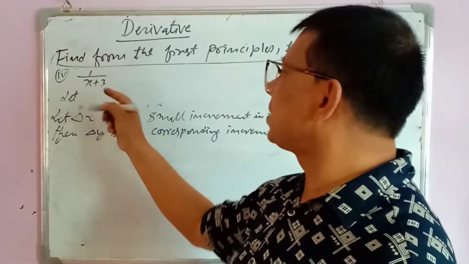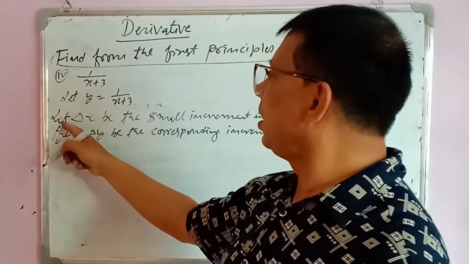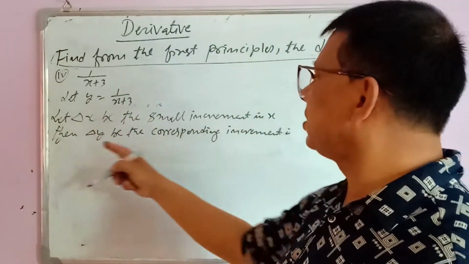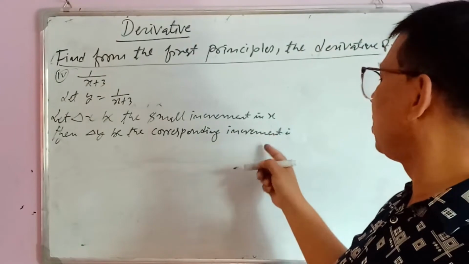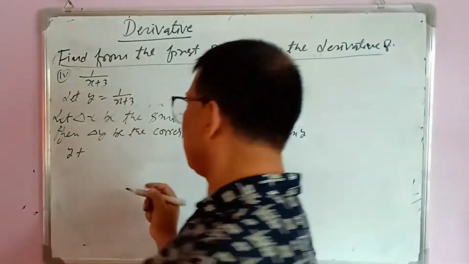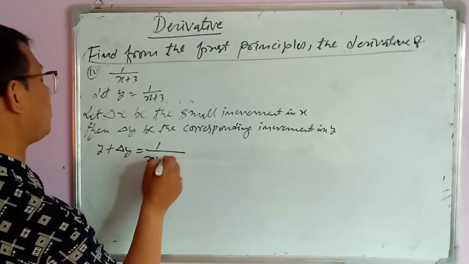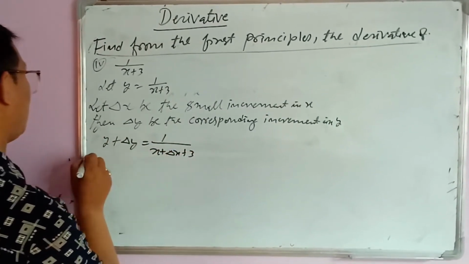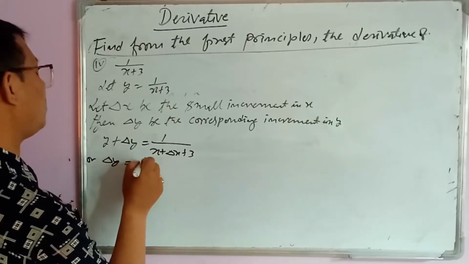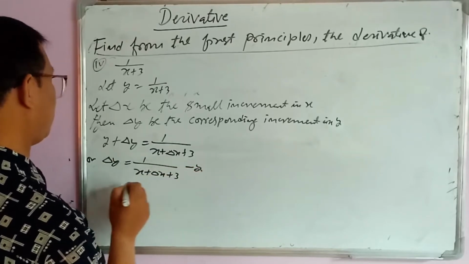Fourth question, 1 by x plus 3. Let y equal 1 by x plus 3. Let delta x be the small increment in x, then delta y be the corresponding increment in y. Now y plus delta y equal to 1 by x plus delta x plus 3, or delta y equal to 1 by x plus delta x plus 3 minus y.